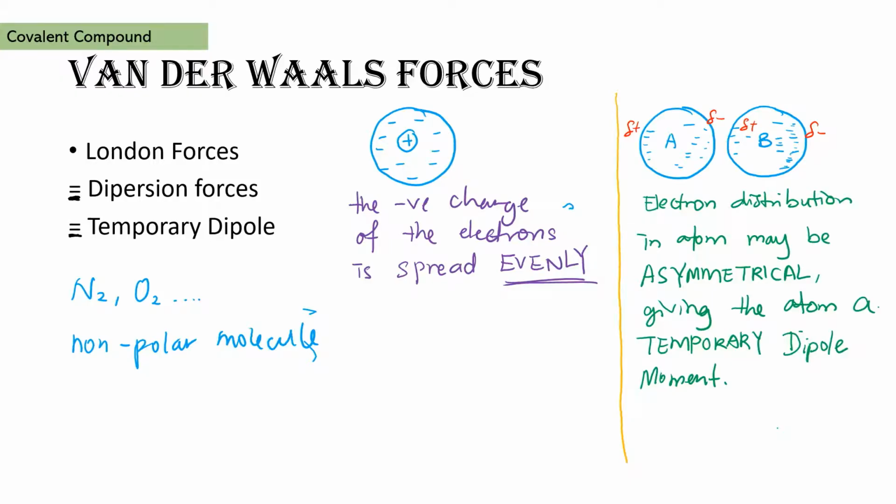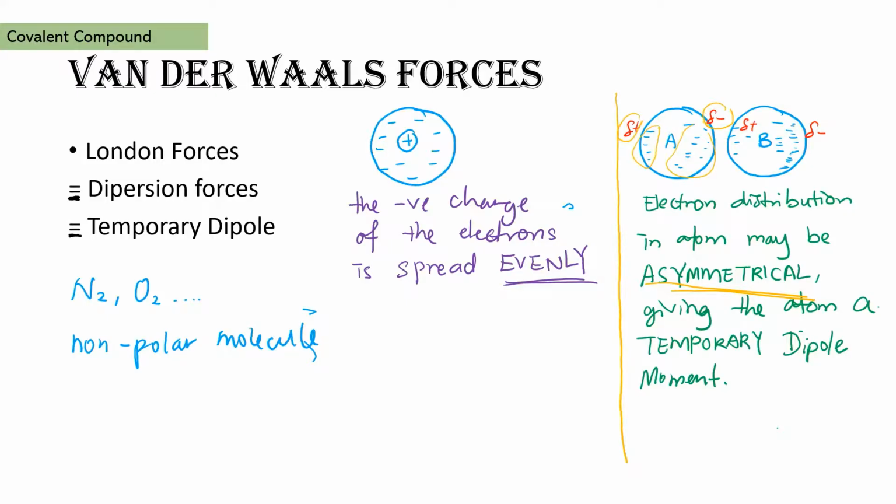However, at any given instant, the electron distributions in the atom may be asymmetrical. It may not be even. For example, at this part the electron density is quite low, whereas this one is higher. This is why it will have a partially negative side and a partially positive part.